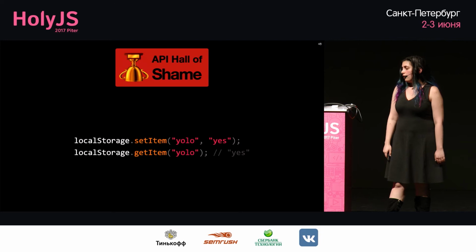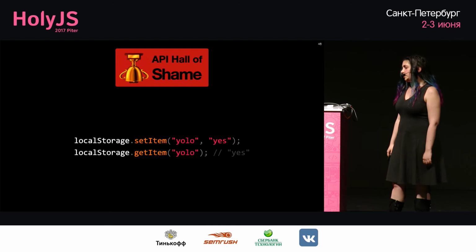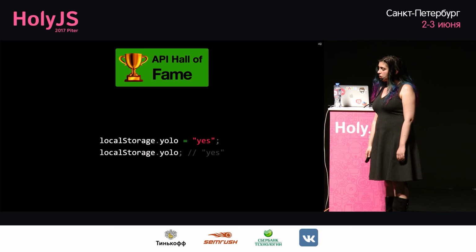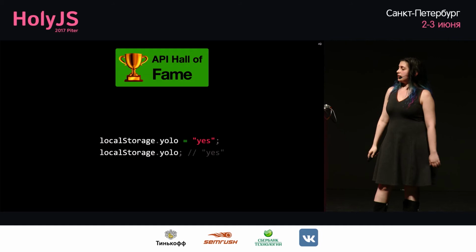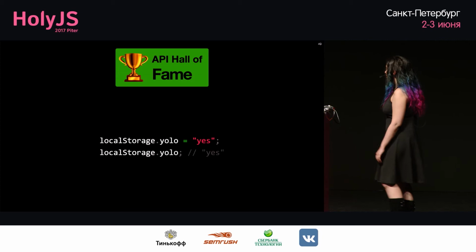Local storage is a curious example because it does both. So there's the set item and get item methods, which are kind of weird, but also it supports getting and setting arbitrary properties, which is pretty much every single time I've used local storage, I've used it like this. I have no idea why the get item and set item methods exist. I think I heard there was a reason at some point, but I don't really see it.